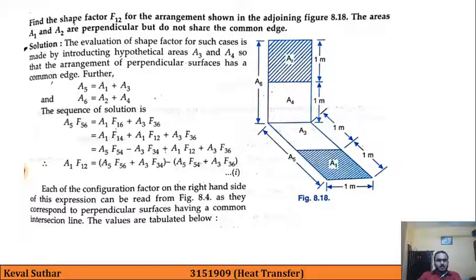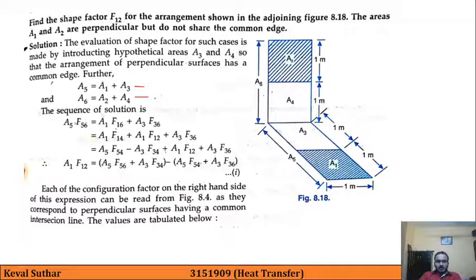Now our last question is to find the shape factor F12, that is the shape factor of area 1 with respect to area 2 in this arrangement. So here, if you see carefully, area 5 over here is a combination of A1 and A3, and area 6 is a combination of area 4 and area 2. So it is shown over here.